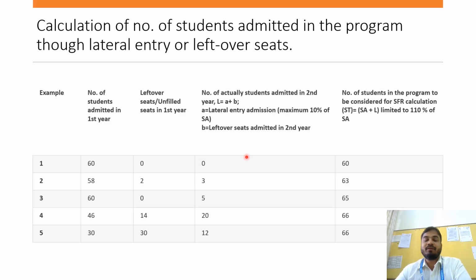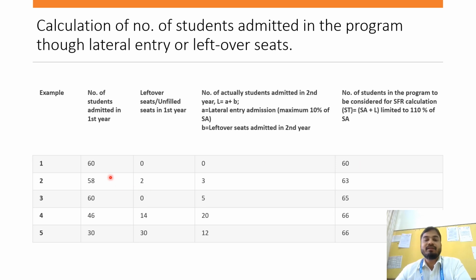Here is an example of calculating the number of students admitted in the program through lateral entry or leftover seats. If the sanctioned intake is 60, in one case, if the number of students admitted to first year is 60, then the leftover seats will be zero. And if the students in that year have not entered through lateral entry, then that will also be zero. So the number of students ST will be equivalent to 60, that is SA plus L, where L is lateral entry plus leftover seats. Both together have to be capped to 10% of SA. So it is 60 here.